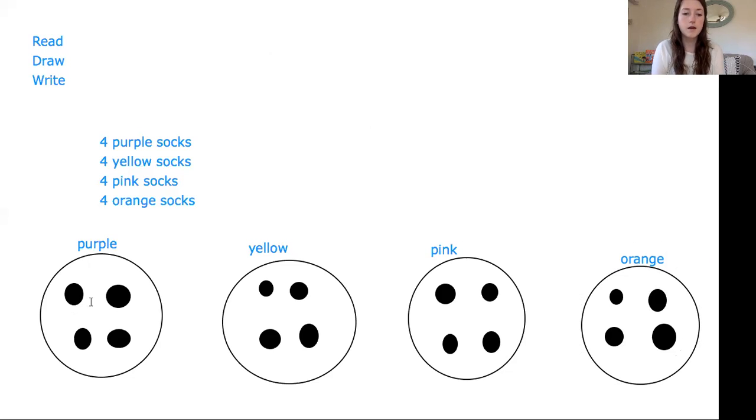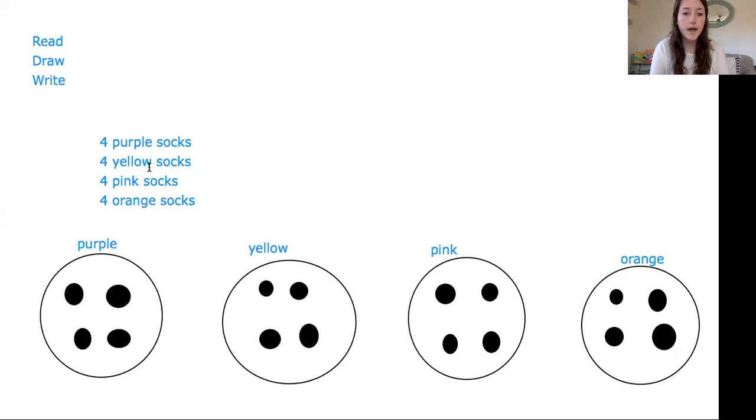Okay. So now I drew my groups, right? I have my purple socks, yellow, pink, and orange. So these are my 4 groups, 1, 2, 3, 4. And inside of each group, there are 4 socks, right? Just like the information that I saw over here. So now what I need to do is write an addition sentence to match what I did.